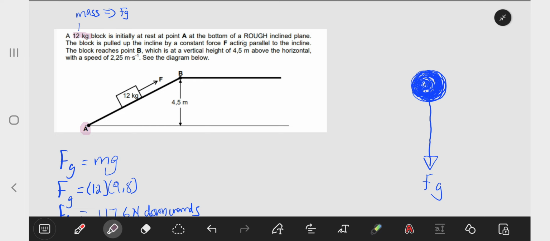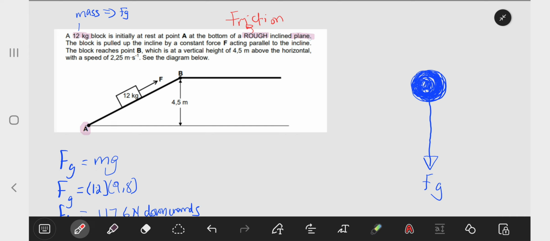At the bottom of a rough inclined plane. So let us analyze this: rough, and plane. It's a rough inclined plane. The first force that we can identify with this key term rough is friction. So now we know that we have friction. Since we have friction, it means that the surface is rough.